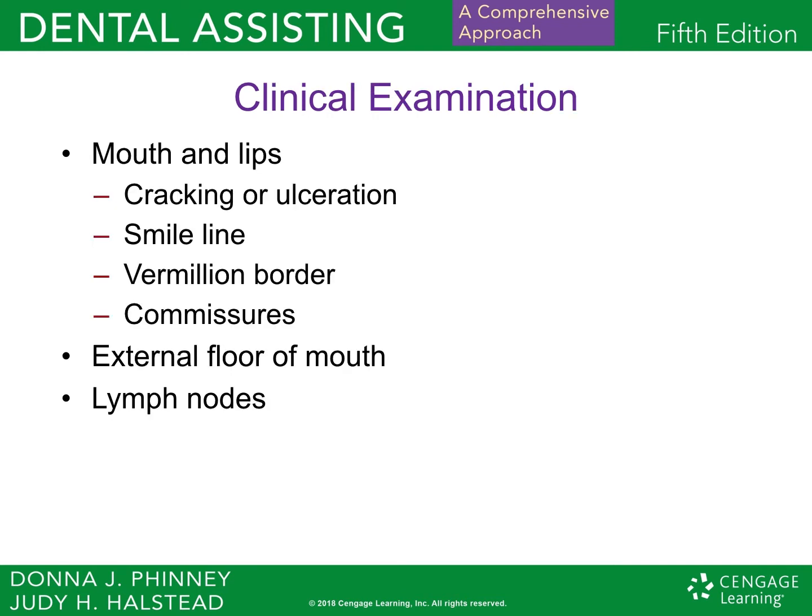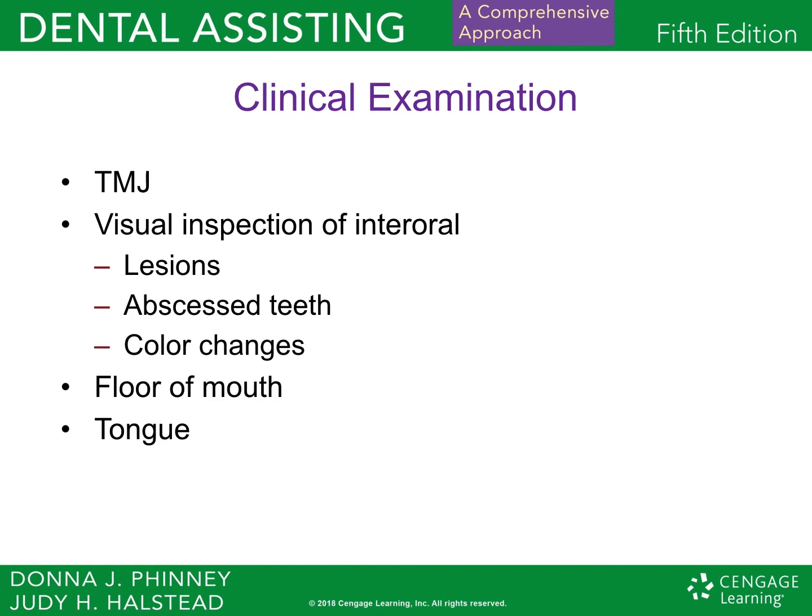Clinical examination, we look at their mouth and their lips. We look for cracking or ulceration. We look at their smile line, their vermilion border, the commissures, external floor of the mouth, and the lymph nodes. You can look in your book for a little more information about that. We also check their TMJ, see if they have any problems with that. We look for any lesions, any abscessed teeth, any color changes. We look at the floor of the mouth and the tongue.